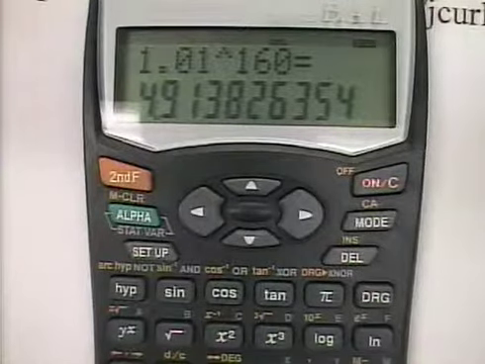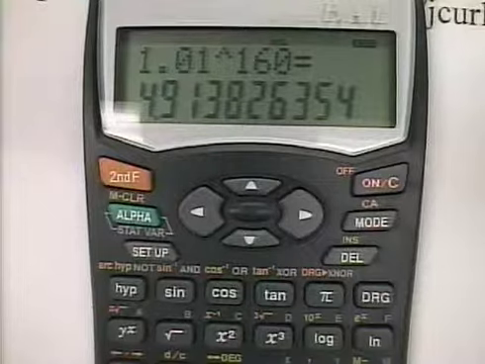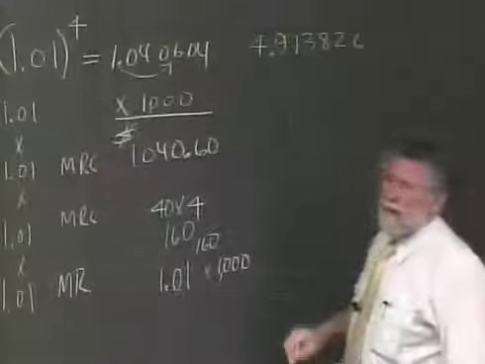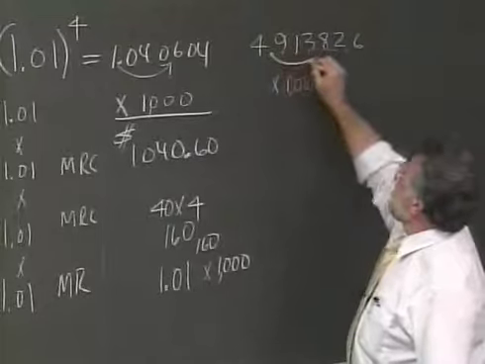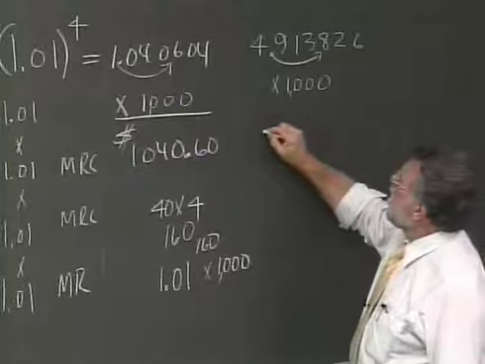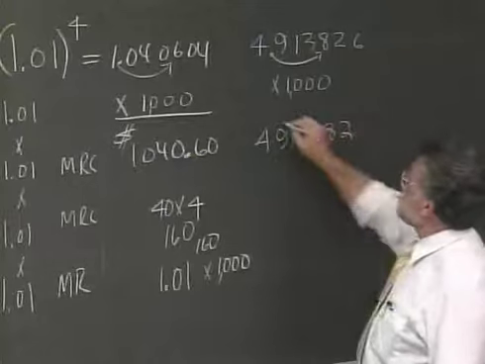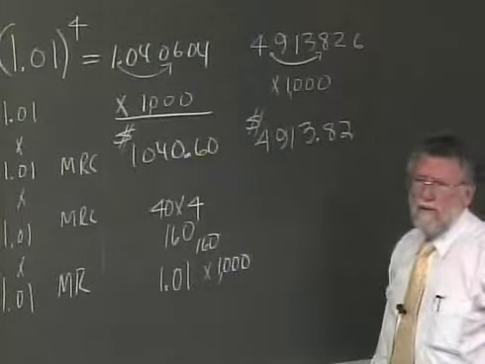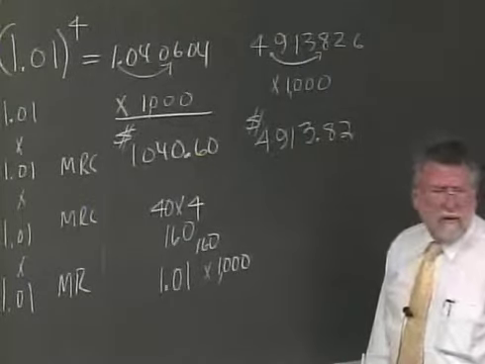So let me write that number. We're nearly done. So I'm going to write 4.91386, and I'm going to multiply that by $1,000. Move it over 3, correct? So I have what? $4,913.82 at the end of what? The 40 years. So I went from 1,000 to 5,000 roughly, 5 times as much.